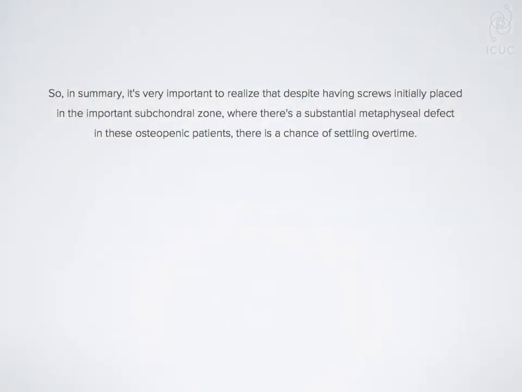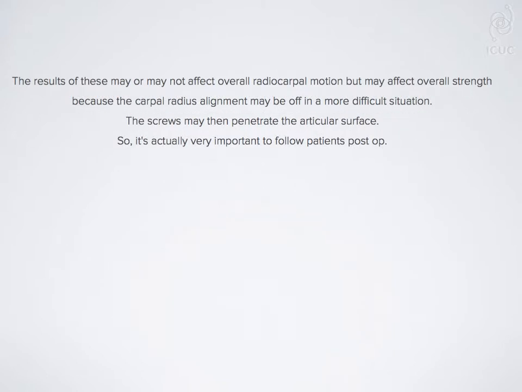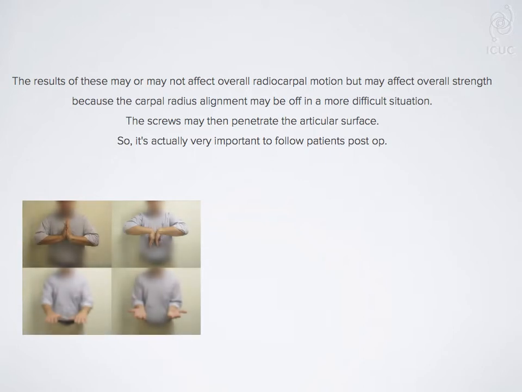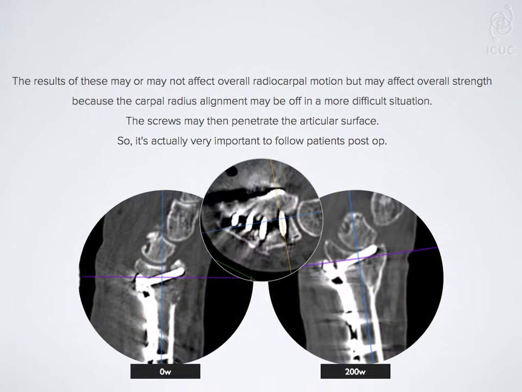And so in summary, it's very important to realize that despite having screws initially placed in the important subchondral zone, where there's a substantial metaphyseal defect in these osteopenic patients, there is a chance of settling over time. The results of these may or may not affect overall radiocarpal motion, but may affect overall strength, because the carpal radius alignment may be off. In a more difficult situation, the screws may then penetrate the articular surface.